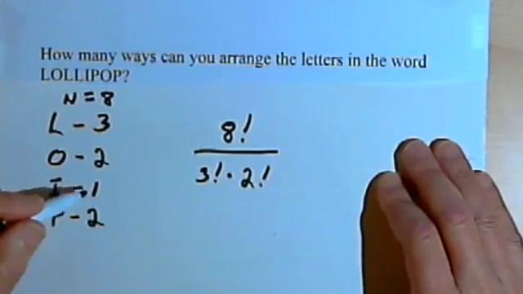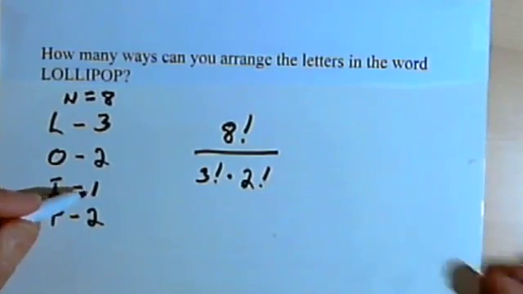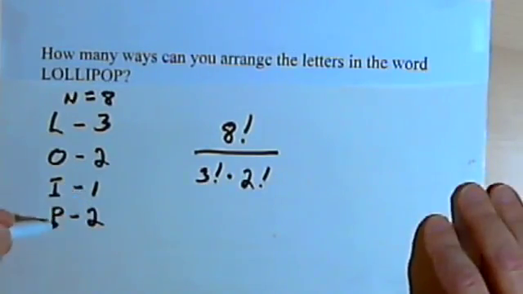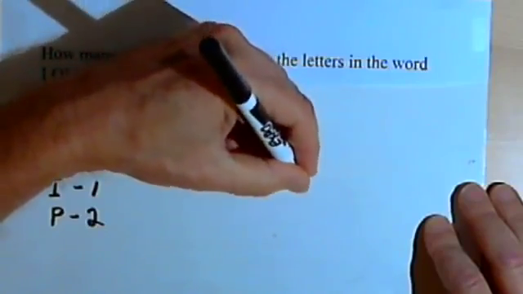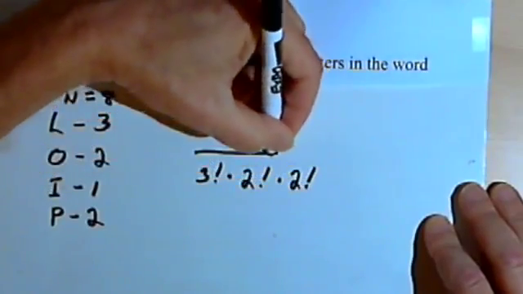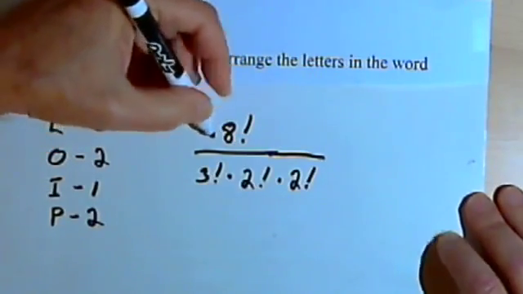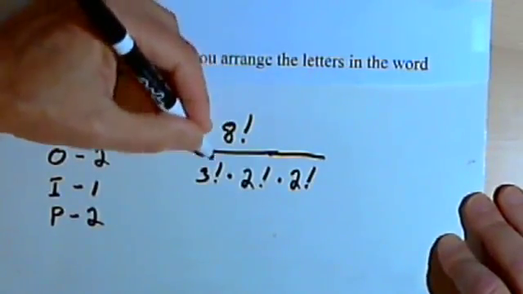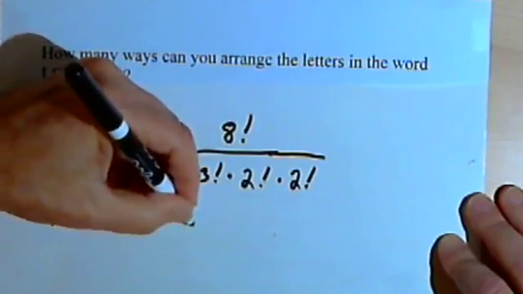I repeats once. We could put a 1 factorial in the denominator, but it wouldn't make much sense because 1 factorial is just 1. So we can leave that out. And then P repeats 2 times. So we also want to have 2 factorial as one of the numbers we're multiplying in the denominator. And now we can see what this looks like when we convert all those factorials into multiplications.